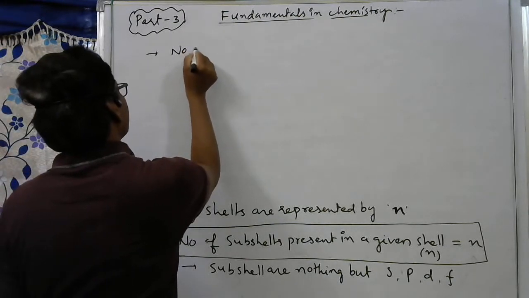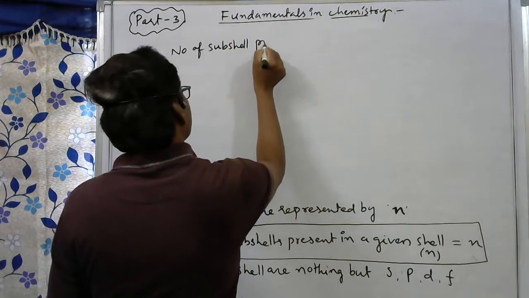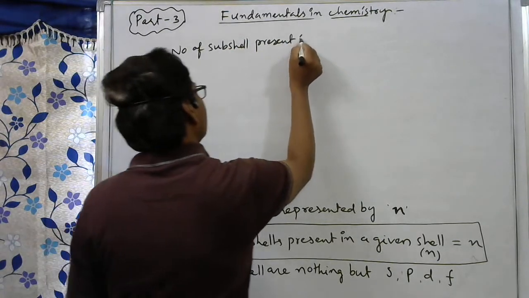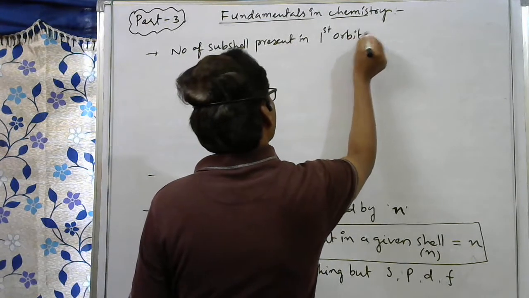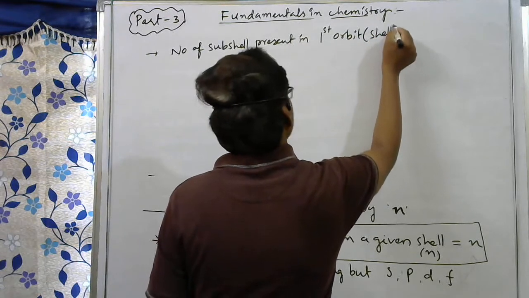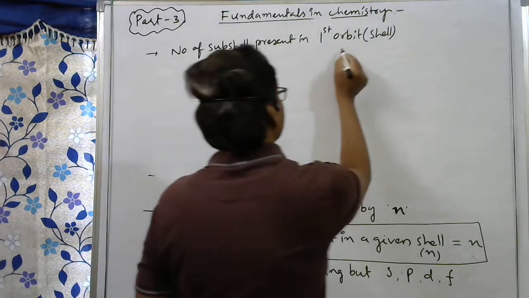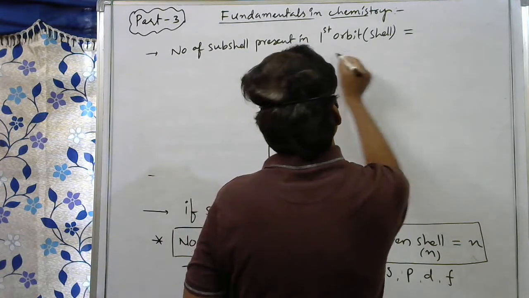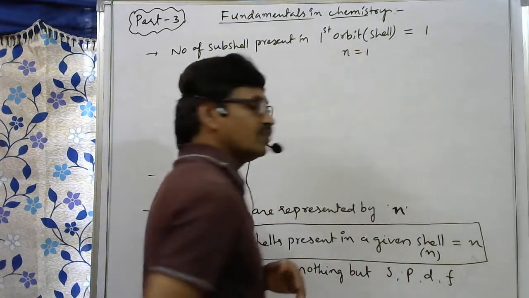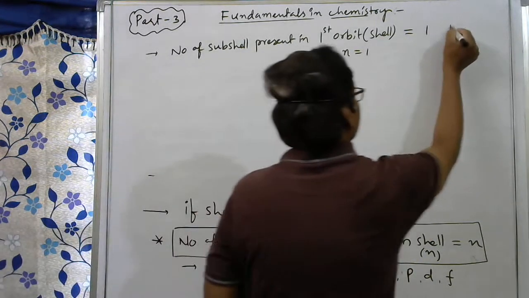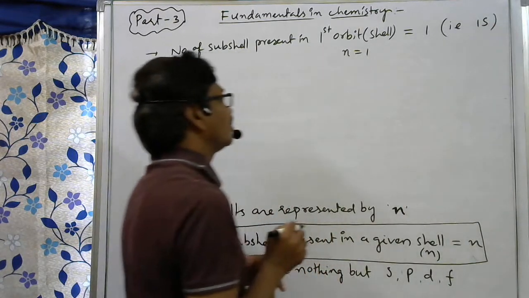Number of subshells present in first orbit. First orbit is nothing but shell only. Number of subshells present in first shell. That means for this, how much is it? n equal to 1. n equal to 1 means the number of subshells also equal to 1. That is 1s orbital.